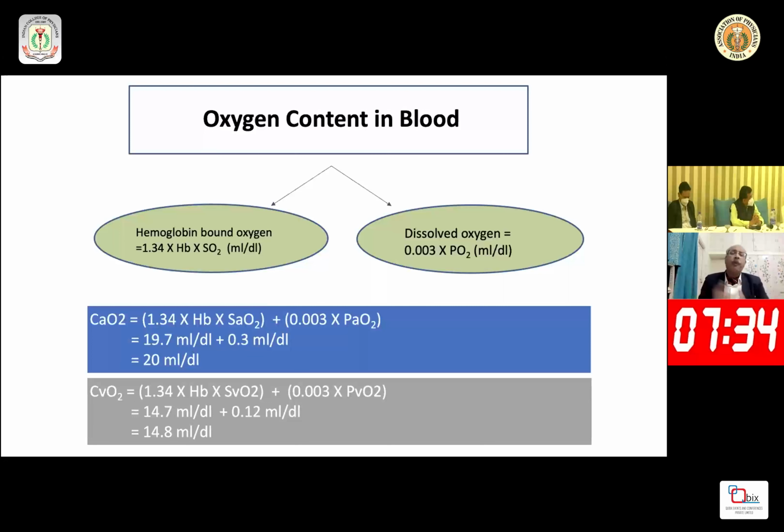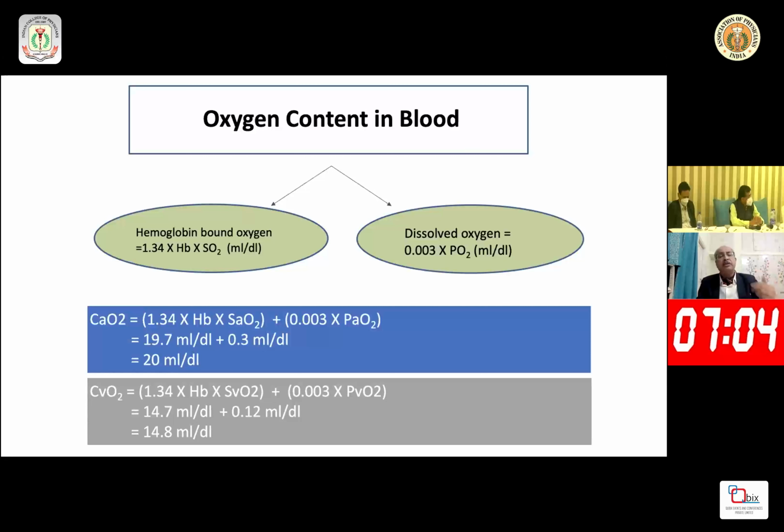The second component is the oxygen content in the blood. We have already discussed the 2 ways oxygen can stay in the blood. One is dissolved oxygen. First, obviously, it will dissolve, and from there, under the pressure of oxygen tension, it will go into the hemoglobin and get attached to the hemoglobin within the RBC. So the majority, nearly 98%, gets attached to the hemoglobin, and 2% is dissolved.